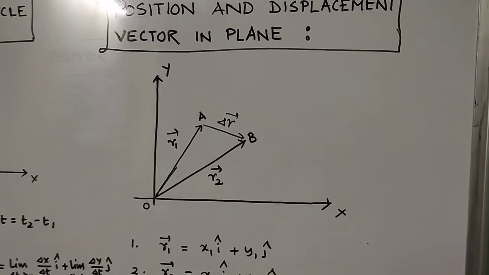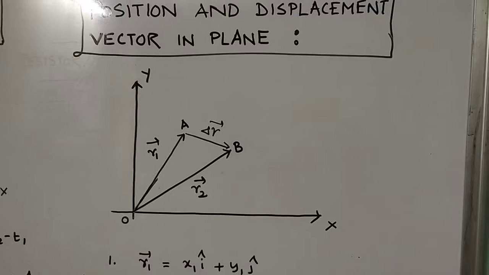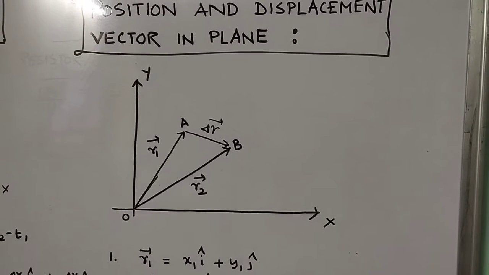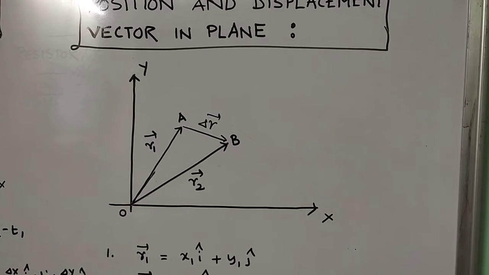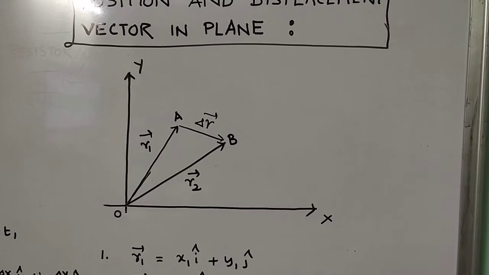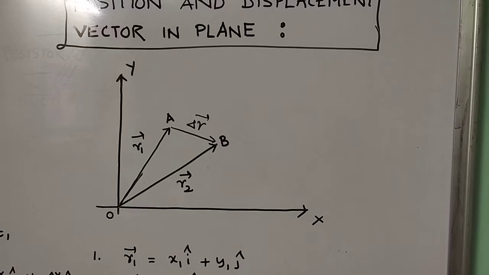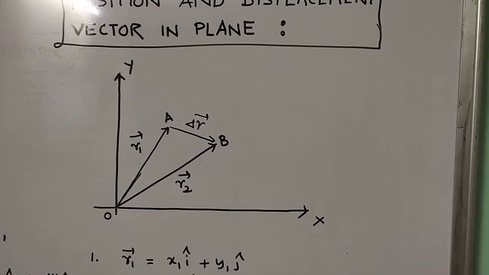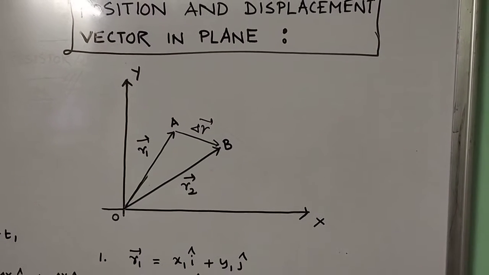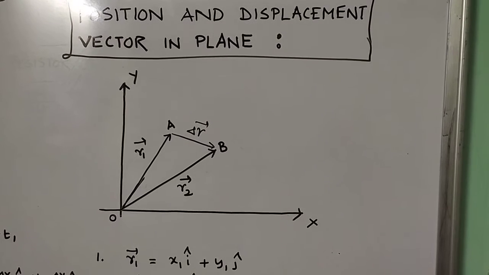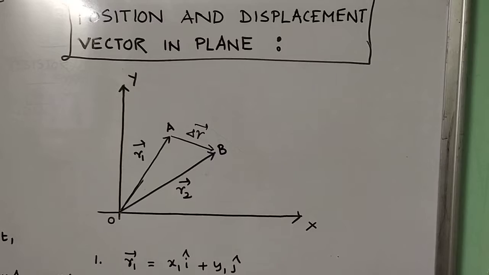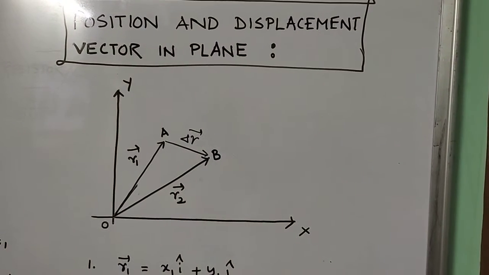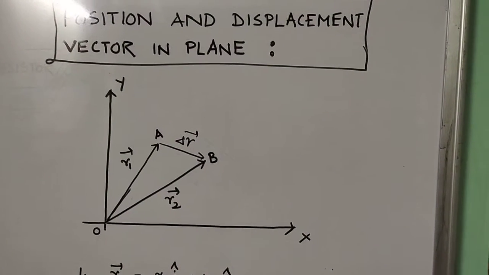This is your xy plane, and on the plane you have two points, or you can say positions. Now A is the position whose position can be defined by the position vector, that is your r1 vector, and B is the position which can be defined by the position vector r2 vector. So already we have defined position vector. For position vector, you need a reference point from where you have to define the position.